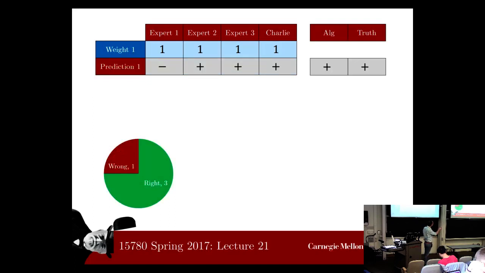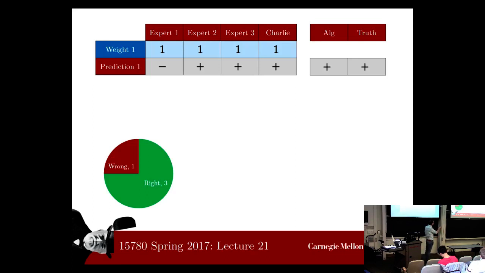Expert 1 says down, expert 2 says up, and Charlie says up as well. The algorithm predicts based on the majority. So here we have a total weight of 3 for up, a total weight of 1 for down. So we go with the majority, which says up. So the algorithm says up, and the truth is up. So we got it right.